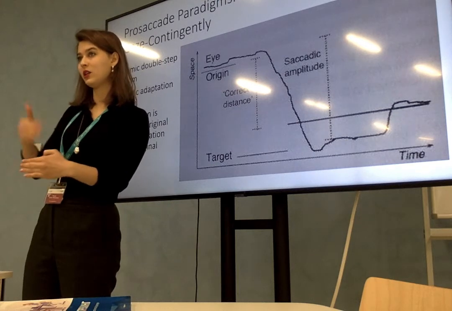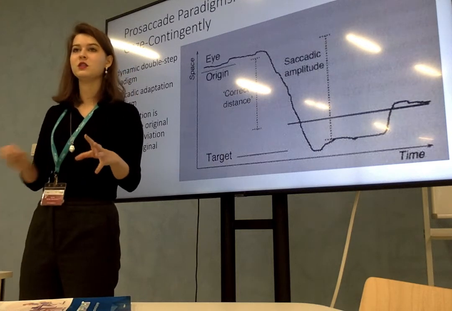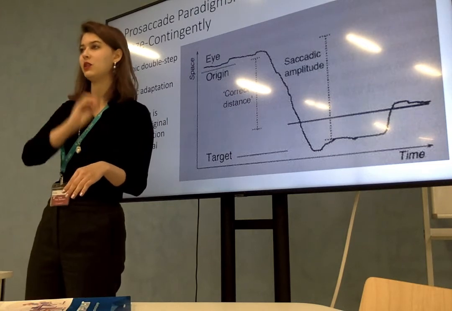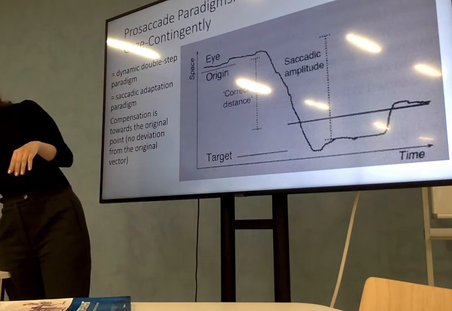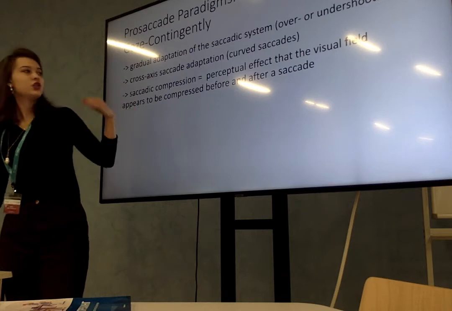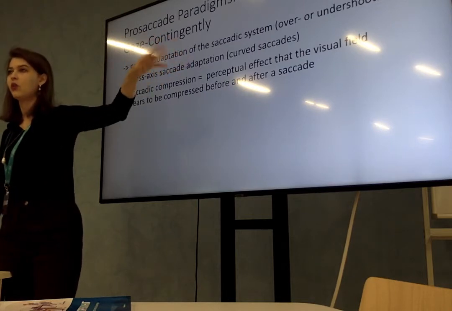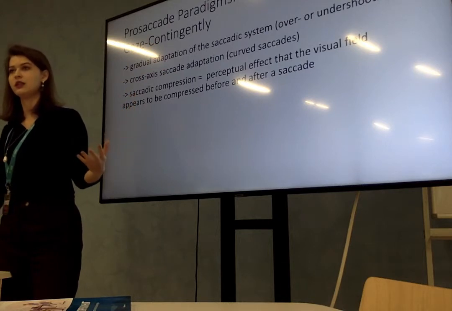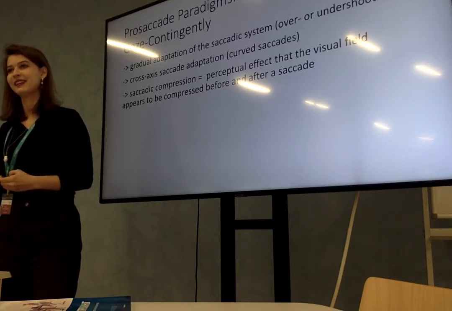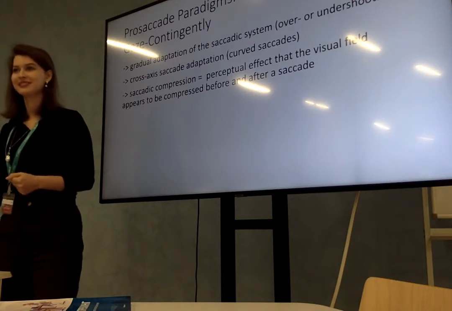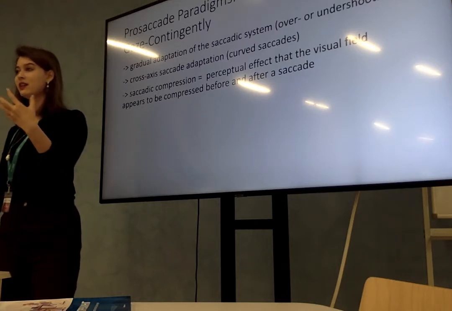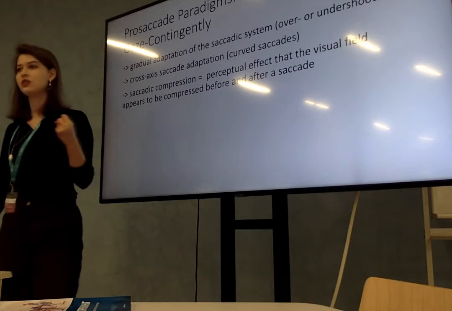So with time, when you give many tasks like that, our brain is becoming more exact at looking at the particular point. So we gradually adapt the saccadic system by over or undershooting. What is overshooting? How do you understand it? Make the gaze too far from the point. Yeah, absolutely right. So we look too far. And undershooting?